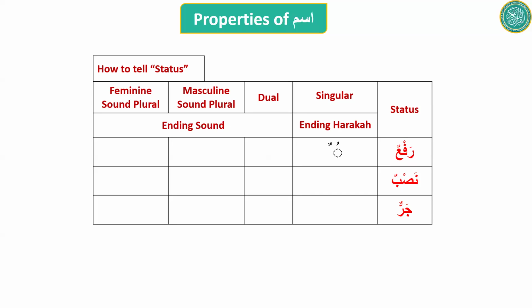So for singular, if the ending haraka is dhamma, one dhamma or two dhamma, then it's rafa. If it is one fatha or two fatha, then it is nasab. If it is one kasra or two kasra, then it is jar. In case of dual, the ending sound has to be ani to be rafa. If it is aini, it could be either nasab or jar.